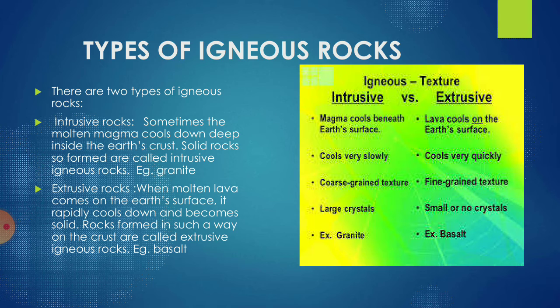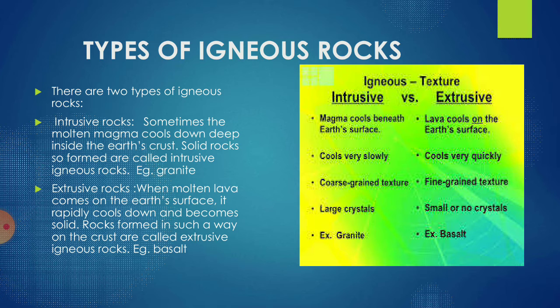So igneous rocks are the rocks which are formed when the molten lava is cooled down. If the molten magma cools down deep inside the earth crust, then they are intrusive rocks. If the molten lava comes outside on the surface and then it cools, then the rocks formed in such a way are extrusive rocks. Here you can see the difference between both of the rocks. Magma cools within the earth's surface, then it is intrusive igneous rocks. If the lava cools on the earth surface, then it is extrusive. Cools very slowly as it is inside the earth, cools very quickly as it is on the surface of the earth.